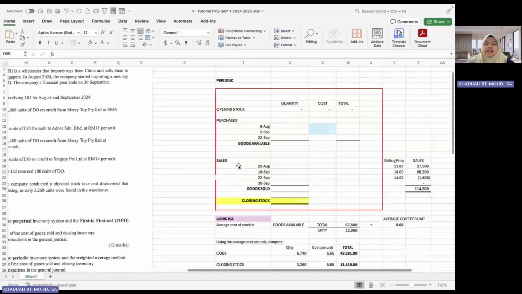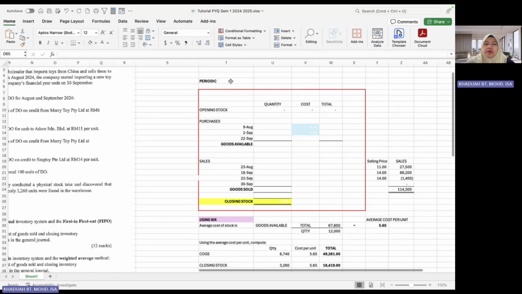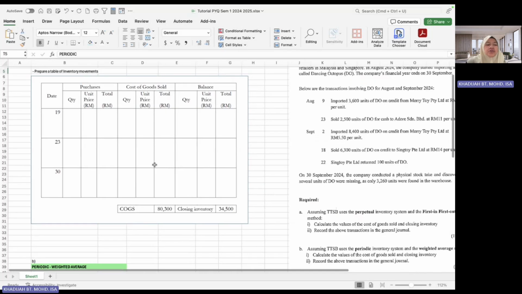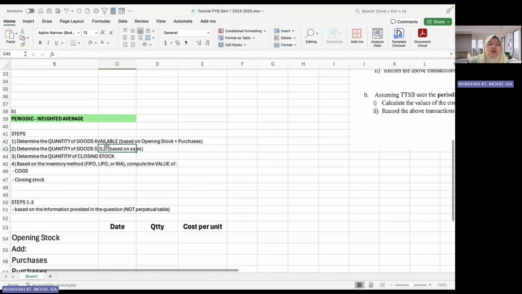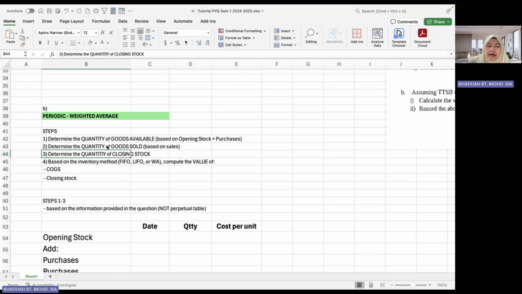If you already understand, this is the opening stock. For example, this is for periodic. First thing is that you have to decide on the quantity of your goods available, the quantity of the goods sold, and then the quantity of your closing stock. Then only, based on the inventory method, whether it's FIFO, LIFO, or weighted average, and based on the information you get from 1, 2, and 3, you're going to compute the value of your closing stock and your COGS based on the method.